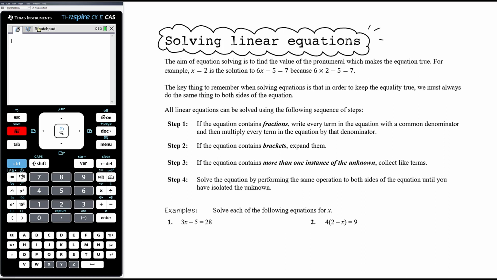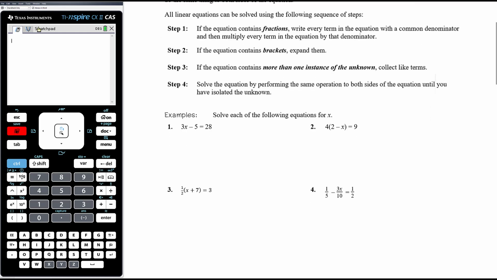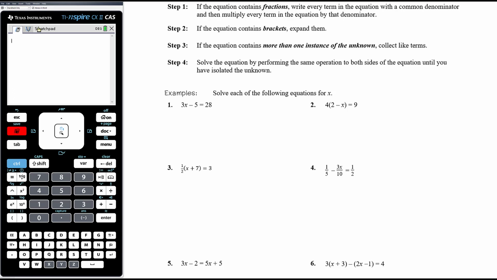Step 2 would be to deal with any brackets, and sometimes in having completed step 1 you introduce brackets to the problem. Step 3 would be collecting like terms, and at step 4 you should then have a very, very simple equation, doing the same thing to both sides until you get the x on its own. Okay, so let's work our way through a series of increasingly more complex examples. Solve each of the following equations for x.